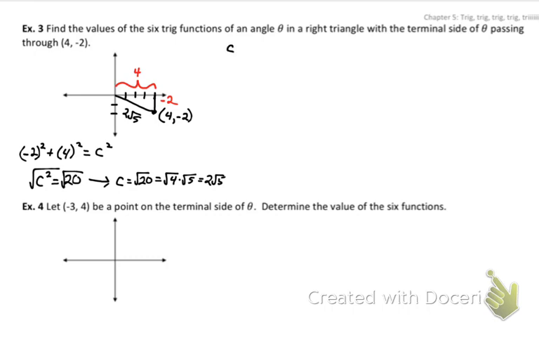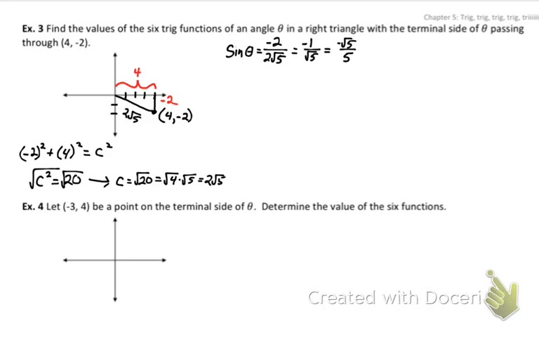So sine theta, that's going to be opposite over hypotenuse, that's negative 2 over 2 square root of 5. Our 2's will cancel out, we'll have negative 1 over square root of 5. Multiply top and bottom by square root of 5, and we're going to have negative square root of 5 over 5.